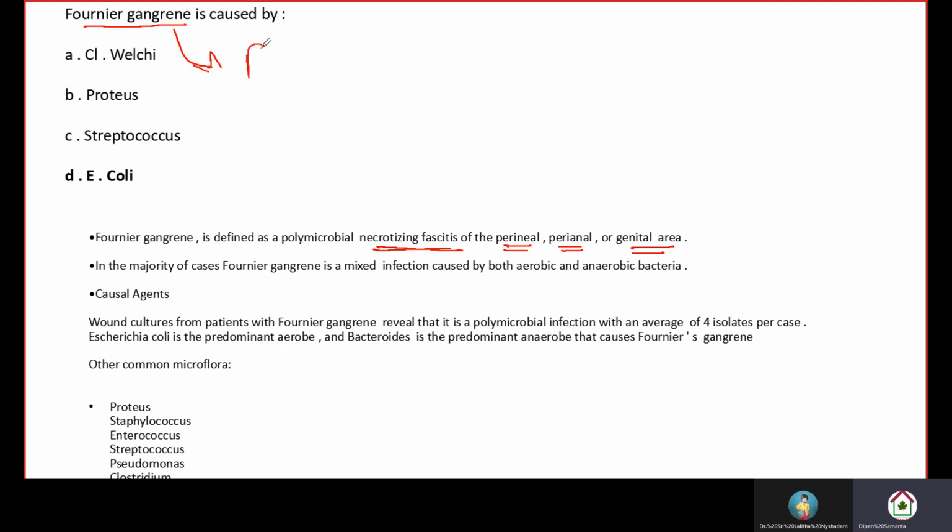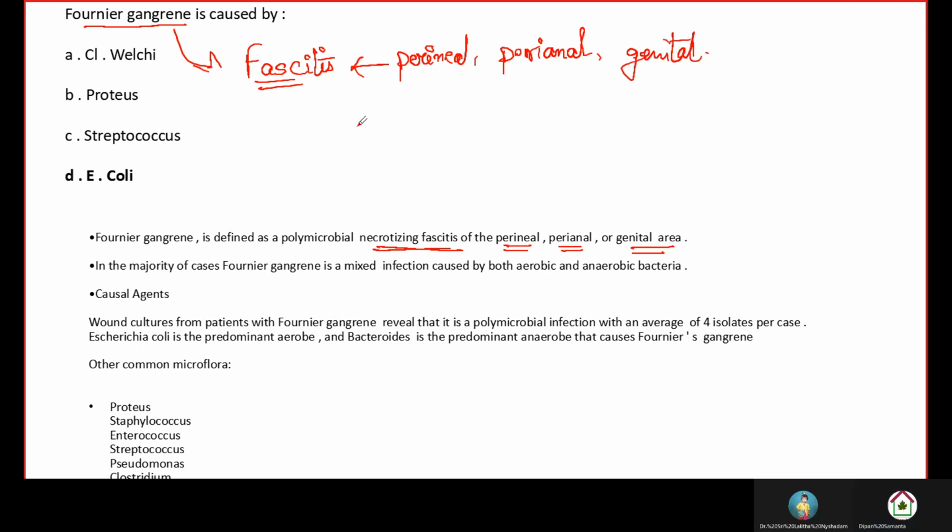Basically, fasciitis, inflammation of the fascia, skin fascia. So fasciitis. Basically fasciitis in which region? Perineal, perianal, and genital. This is fasciitis, and it is necrotizing type. In the majority of the cases, Fournier's gangrene is a mixed infection caused by both aerobic and anaerobic bacteria.